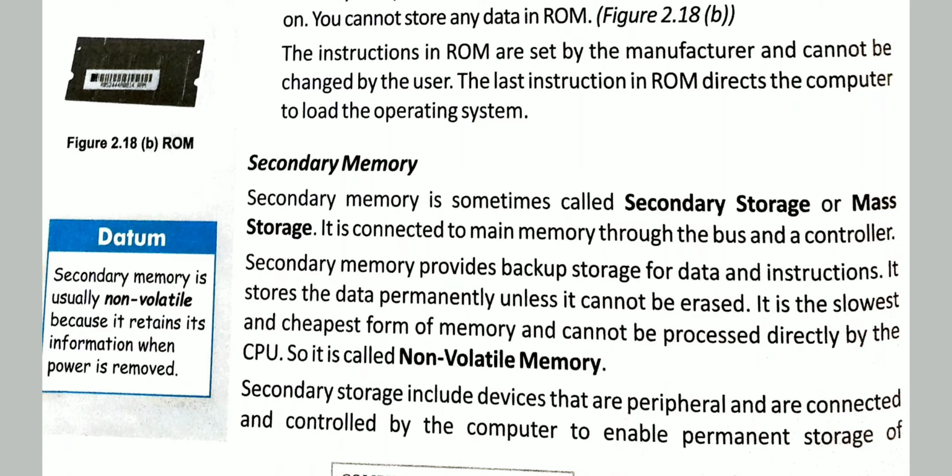It is connected to main memory through the bus and a controller. Bus is nothing but a group of wires. Secondary memory provides backup storage of data and instructions. It stores the data permanently unless it is erased. So it means it's writable. You can store the data, you can delete the data, you can modify the data in that one.